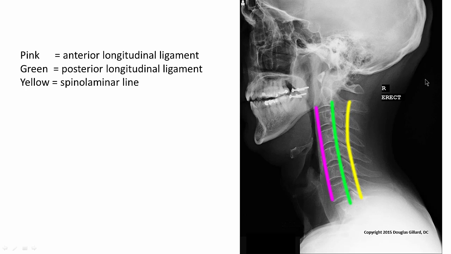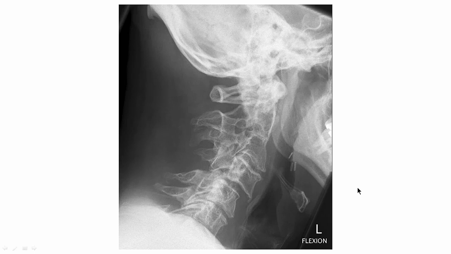Lines of stability. You have the anterior longitudinal ligament running in the front. You should have seen this in class. By the way, this patient's jaw was fractured. That's why those screws are there. Posterior longitudinal ligament. You always make sure that these bodies and these lines are there. And this spinal laminar line is super important as well. So make sure these are all intact.